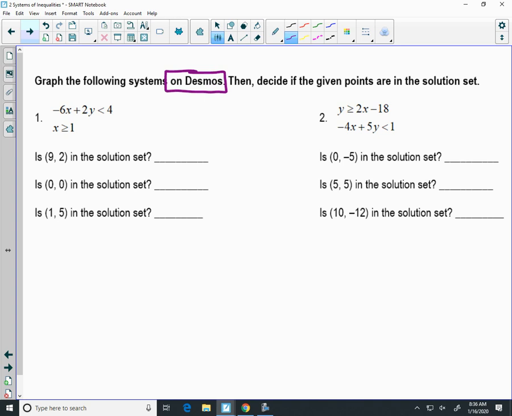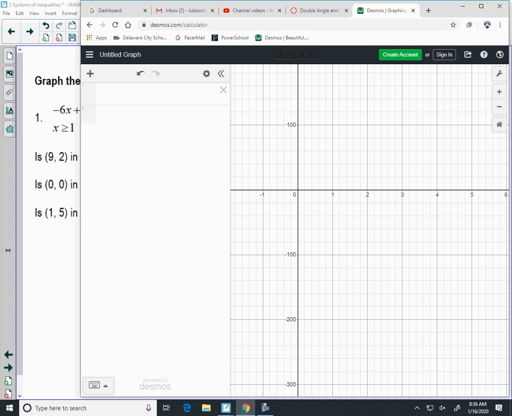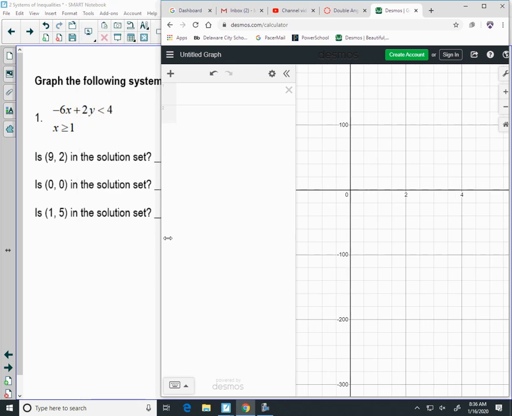Don't have to solve for y, put it into Desmos. Just exactly the way it looks. Clear out that last quadratic you had in there, and you're going to put these right in. Exactly the way they look.